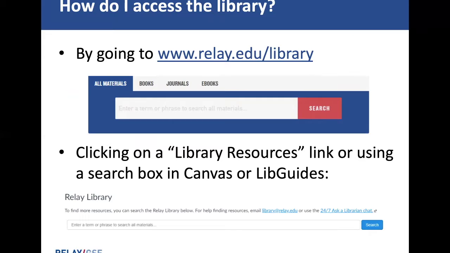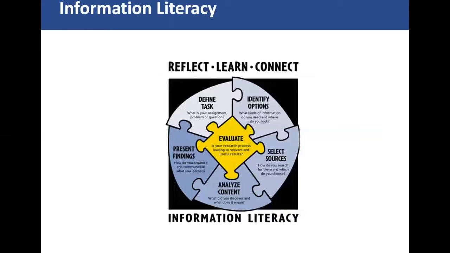You can access all of these resources by going to relay.edu/library, or you can click on the library resources link in a course in Canvas, or you can use one of the many search boxes that you'll find in most of our LibGuides or Canvas courses. So that's sort of an overview of the library and how to access it.